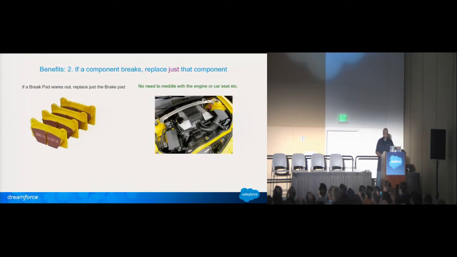Second one, if a component breaks, replace just that component. Especially if you're coming from the Visualforce world, you will know that a lot of times when there is a small problem, you still need to make a major surgery. For example, in the car analogy, if a brake pad wears out, you don't touch the engine or a car seat. You just replace the brake pads. So when you have well-defined components, if something goes wrong, you can very easily replace them.